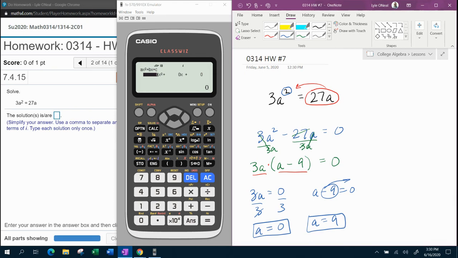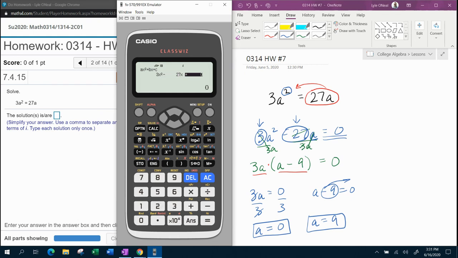And then I simply need to input the coefficients for a, b, and c. So the value of a is 3. 3 equals, that is the coefficient of the squared term. The coefficient of x, in this case, the coefficient of a, is minus 27. Notice that you have to pick those values once you have your equation equal to 0. So that's going to be negative 27 for b.